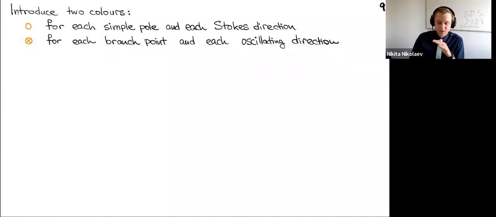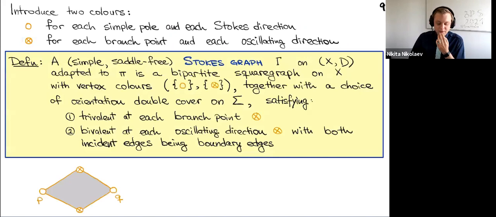And then, the simplest definition of a Stokes graph that I can think of goes like this. A Stokes graph, or precisely a simple saddle-free Stokes graph gamma on this pair XD, adapted to my double cover pi, is a bipartite square graph. Bipartite means each edge always goes between two different colors. And square graph means that every face is a quadrilateral, so it has precisely 4 edges in the boundary.